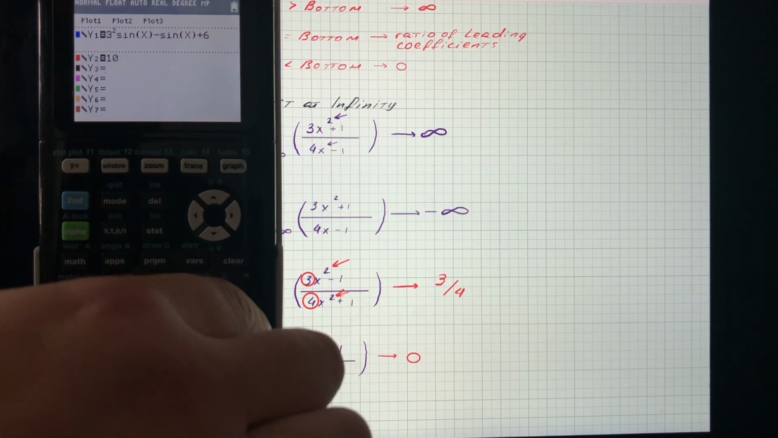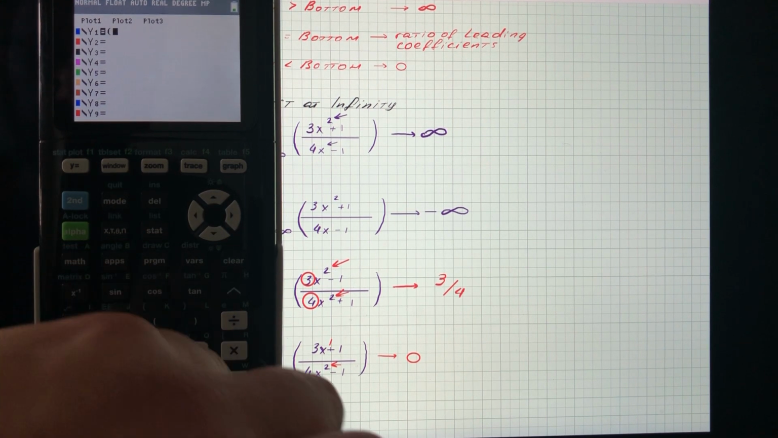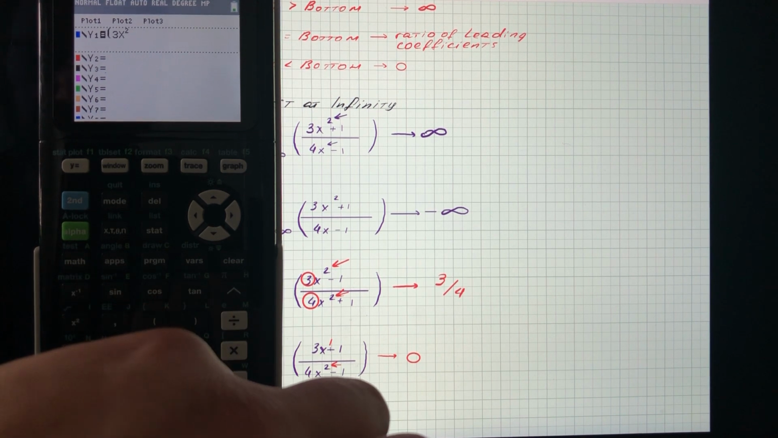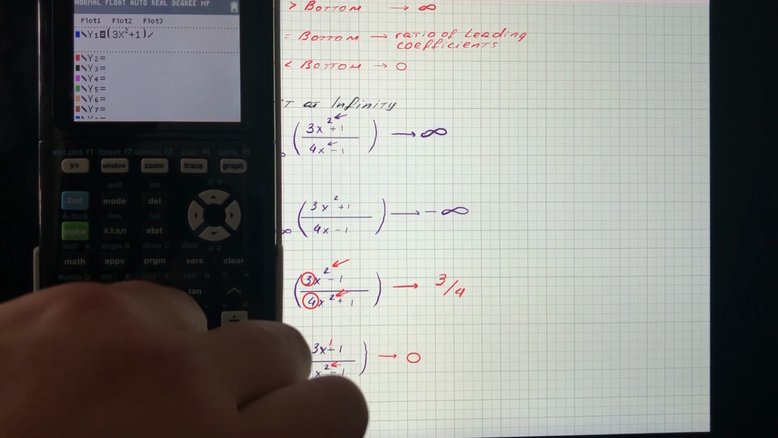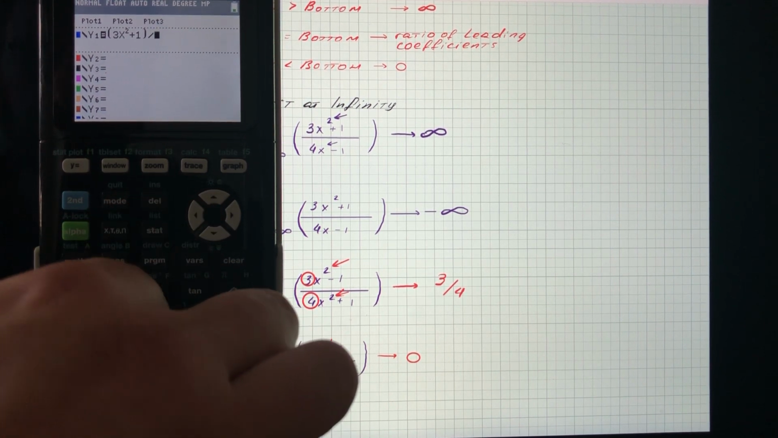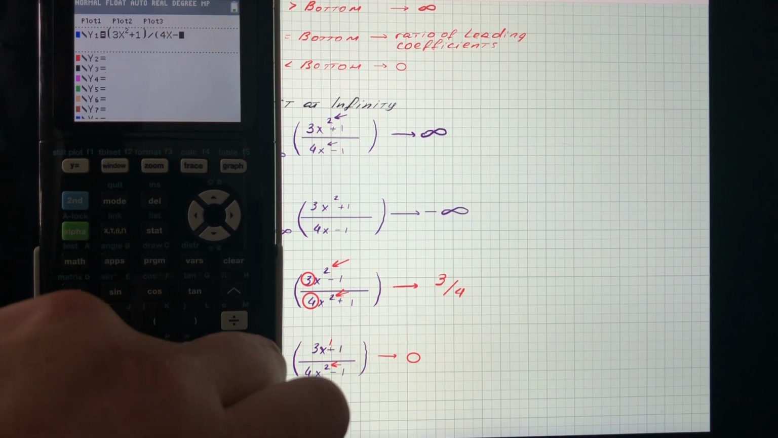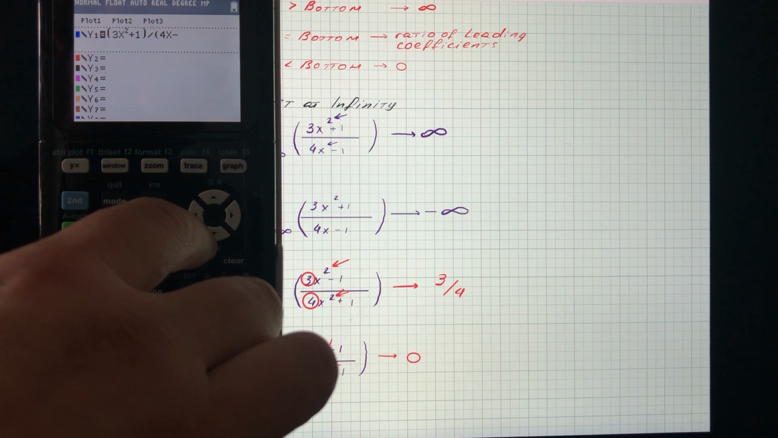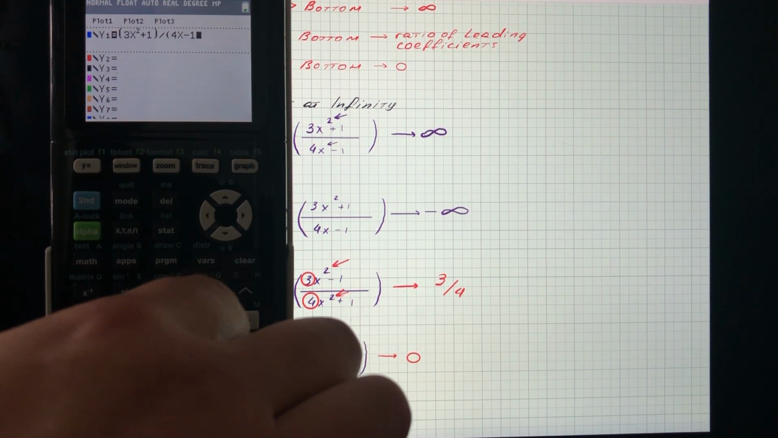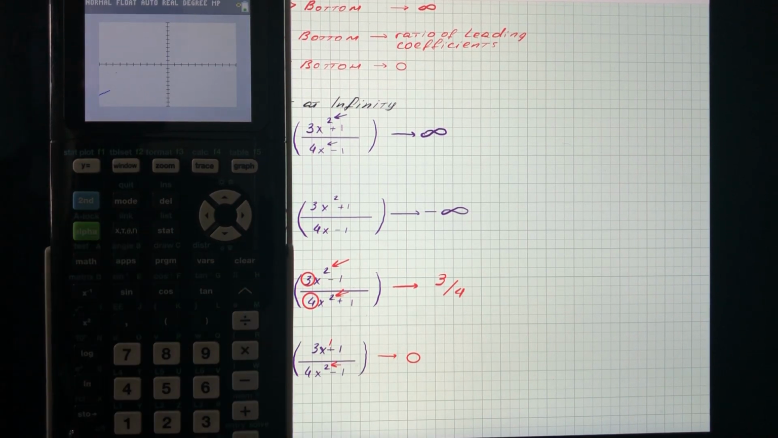Let's type into y equals the whole question. So we have 3x squared plus 1 divided by 4x, we need parentheses, 4x minus 1. Okay, that looks right. Now let's look at the picture. So here is zoom 6, the standard window.